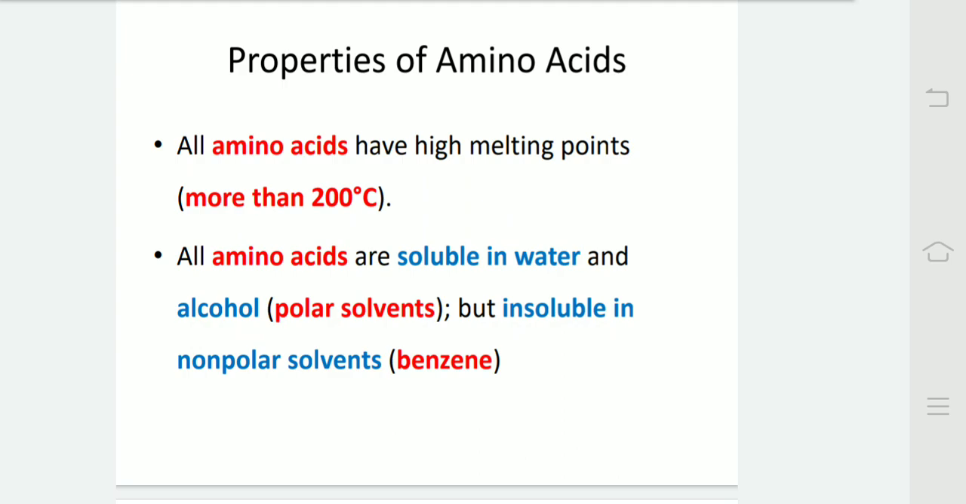All amino acids have high melting points, that is more than 200 degrees centigrade. All amino acids are soluble in water and alcohol, that is polar solvents, but they are insoluble in non-polar solvents, for example, benzene.